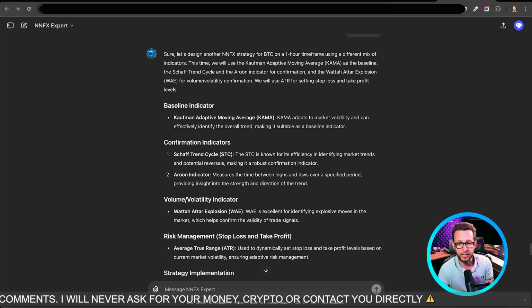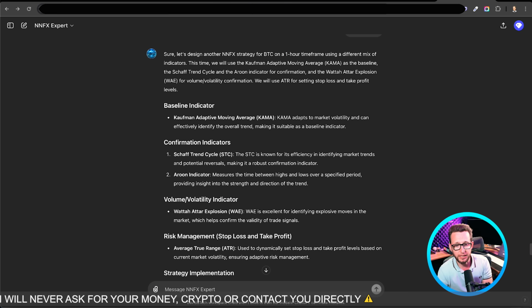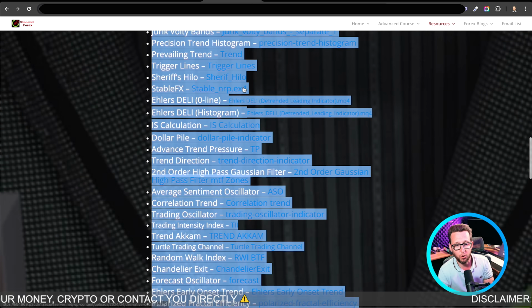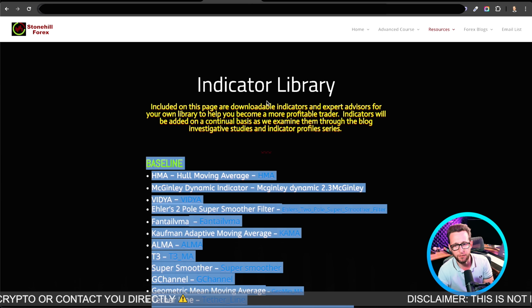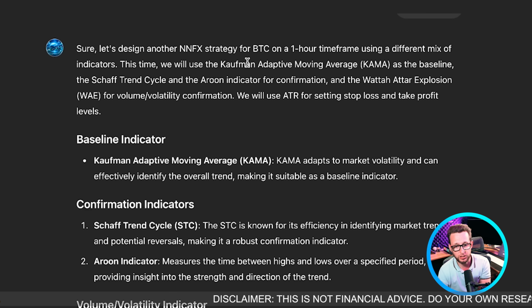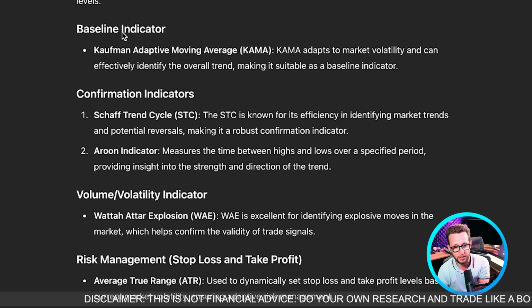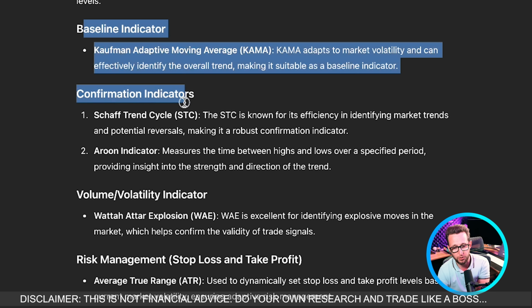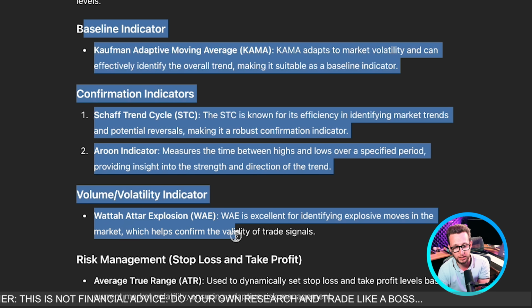Right, let's go. Okay, so here I am on my screen. As you can see, we're going to be using the NNFX model. We've fed into the new model all of the indicators from the NNFX Stonehill indicators library, and then we've asked ChatGPT to come up with a trading strategy on the 1 hour time frame. Today it's suggested that we use these indicators here, but I will go through and add them all to my charts so you can see.